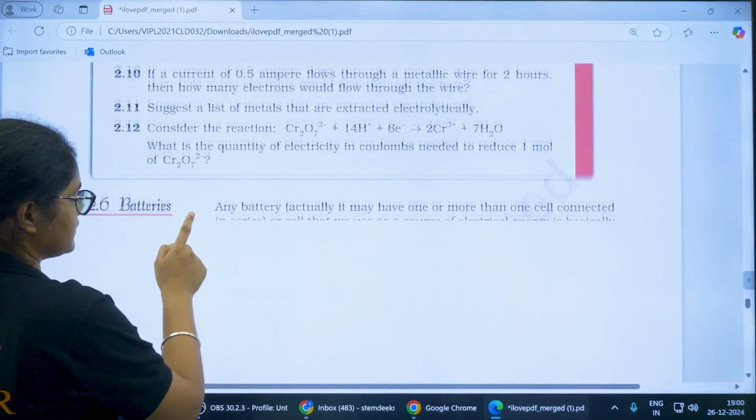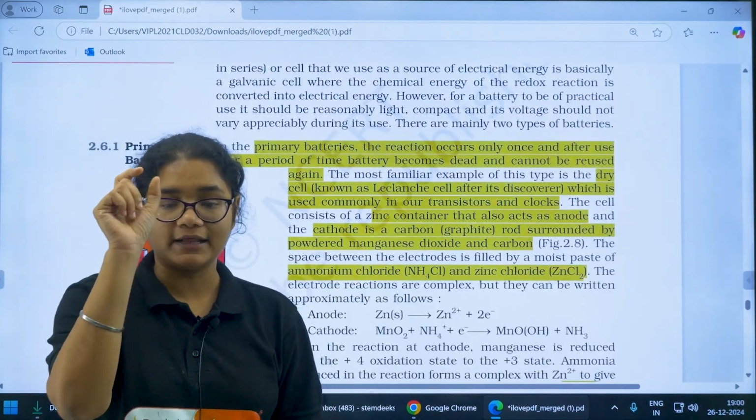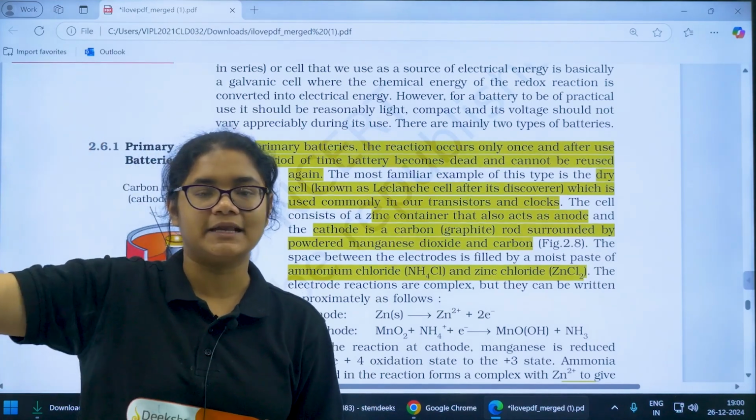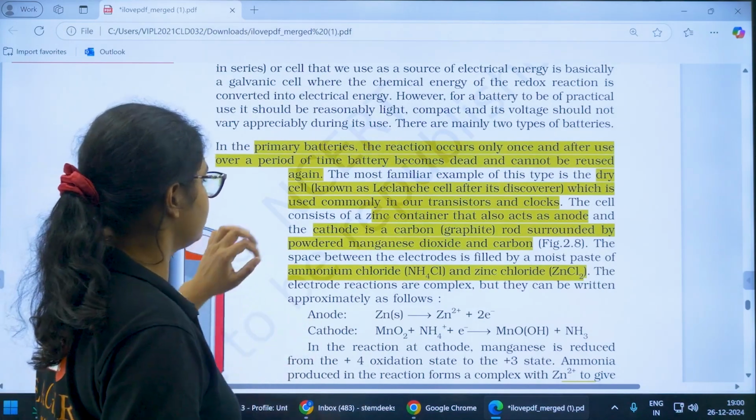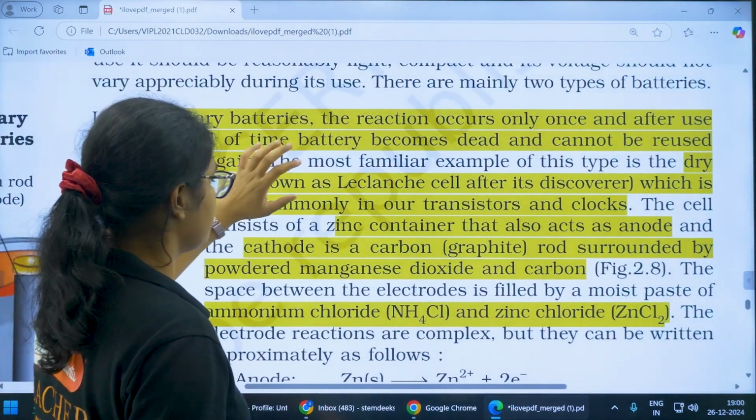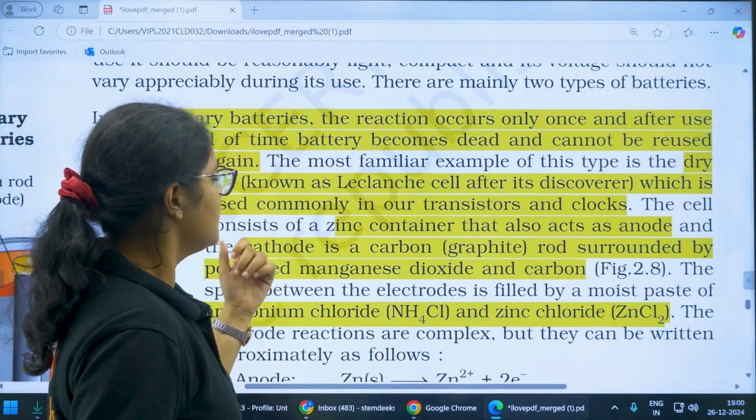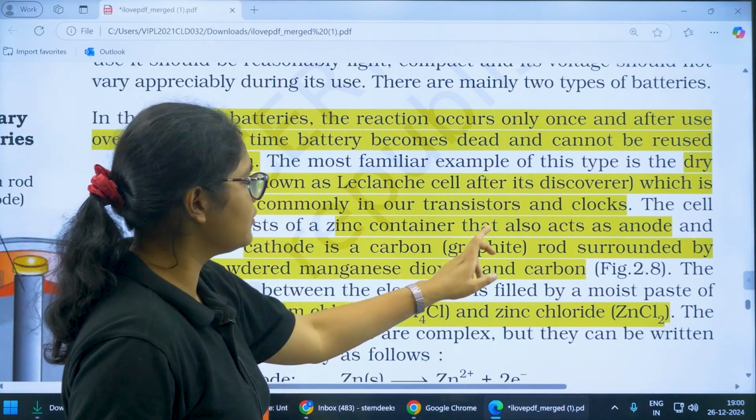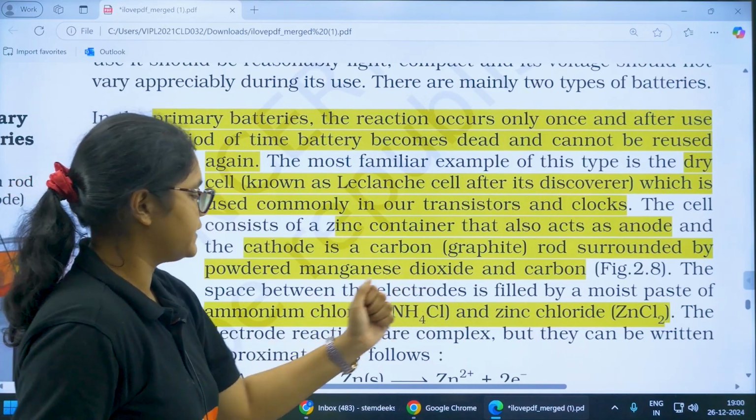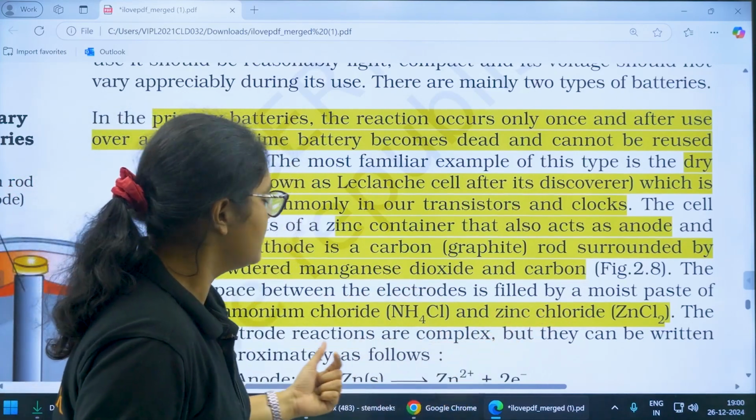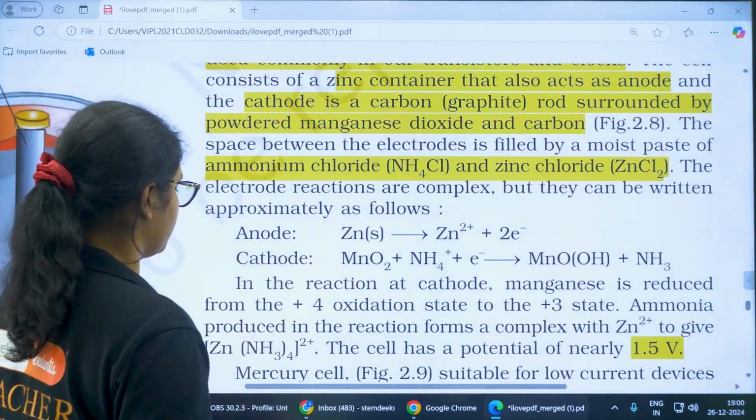Now we have batteries, the last part, right. In batteries, my suggestion is to make a table and write headings like anode, cathode, electrolyte and cell potential, okay. For everything I have given you, for example, first is the primary battery, then the zinc cell, where it is used; you should know the uses. Then you should know that the anode is the zinc container, the cathode is a carbon rod surrounded by manganese dioxide and carbon, and ammonium chloride and zinc chloride are the electrolytes, okay. The anode and cathode reactions you should know, okay.